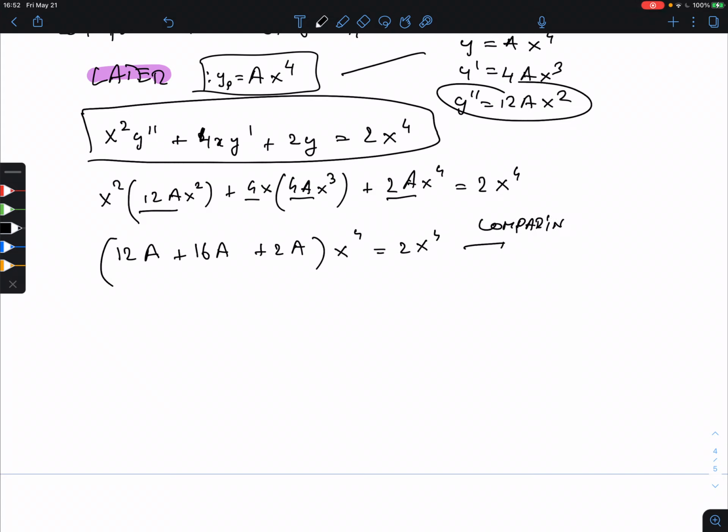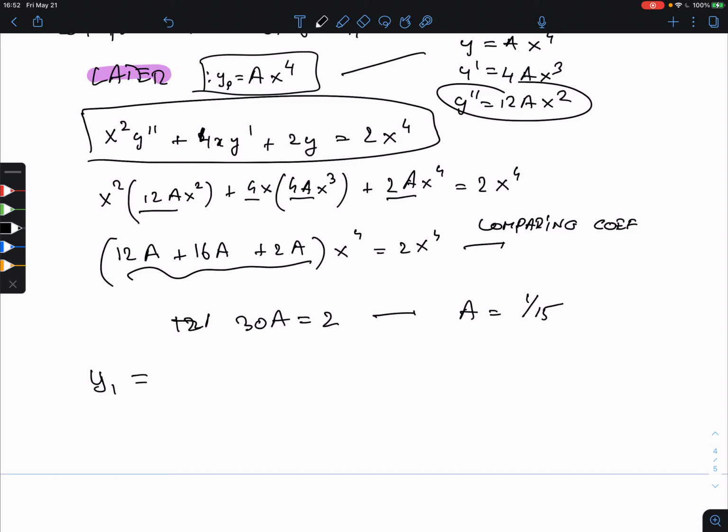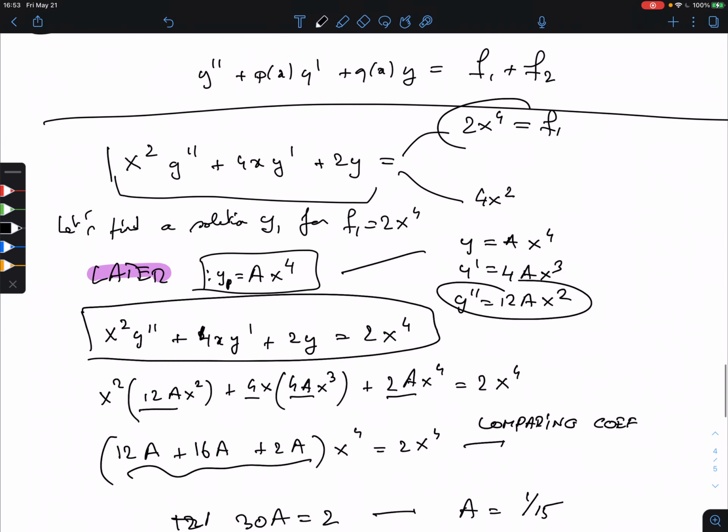It's simpler than the general case, but it is the same principle. Comparing coefficients, we see that 12a plus, okay, I can actually work this out. It is 30a, right? That 30a must be equal to 2, and so we see that a is equal to 1 over 15. So I find that my solution, y1, is 1 over 15 x to the fourth. Remember, I could call it yp here, but let me call it y1, because this was for f1.